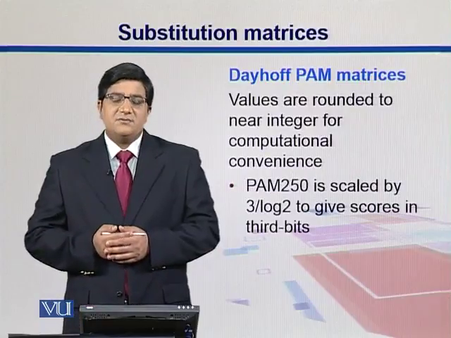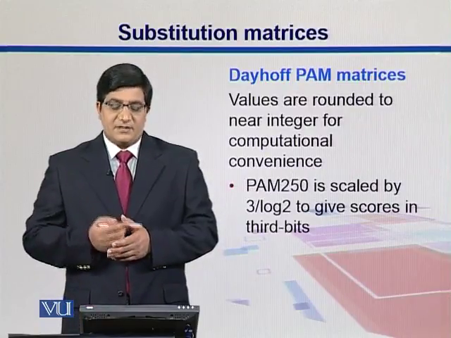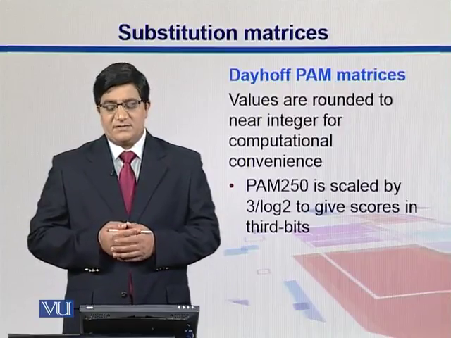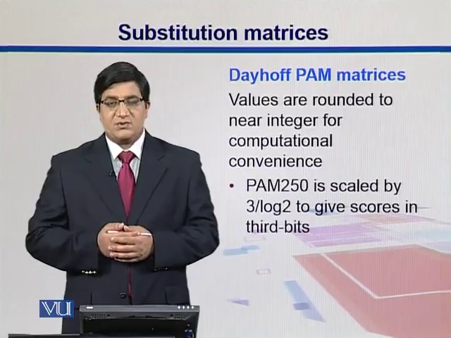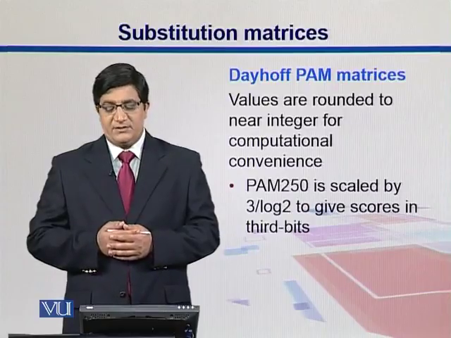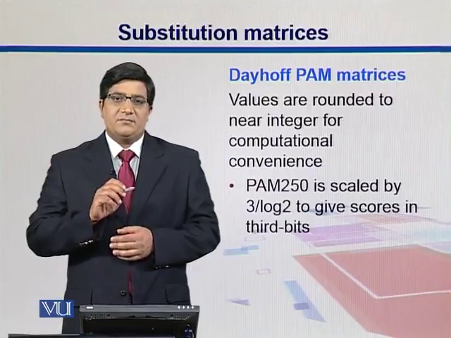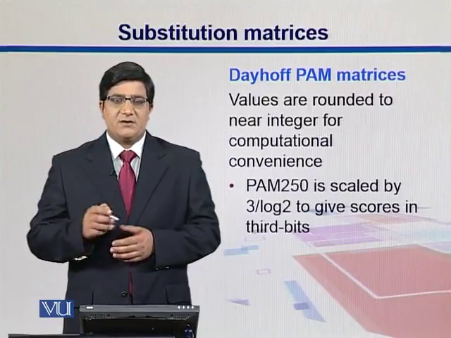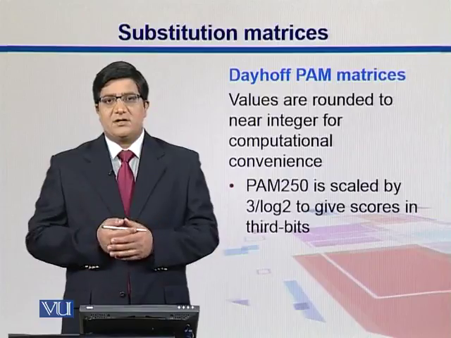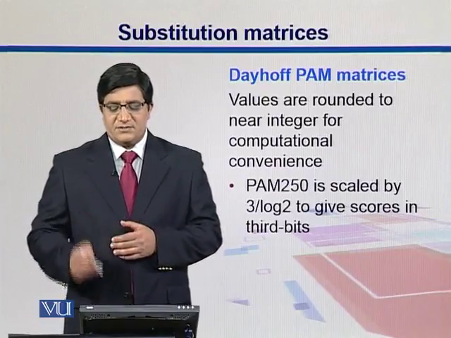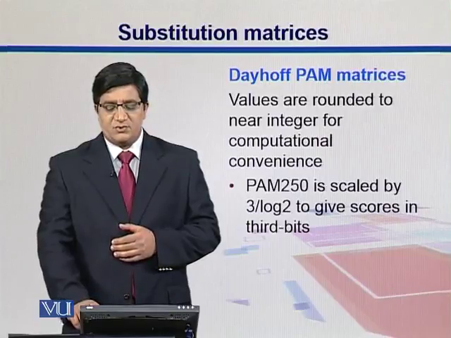Then they took those values and rounded them into near integers and then scaled them. So in PAM 250, they scaled to give the scores in third bits. They take the log2 score and take 3 divided by this log2 score. In this way, they were converted into what we call third bit scores.